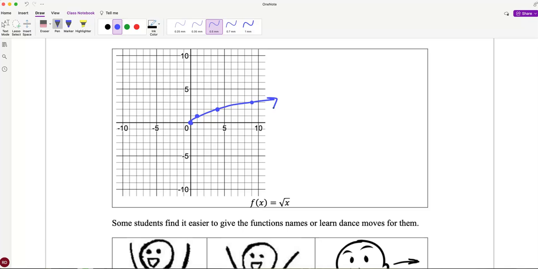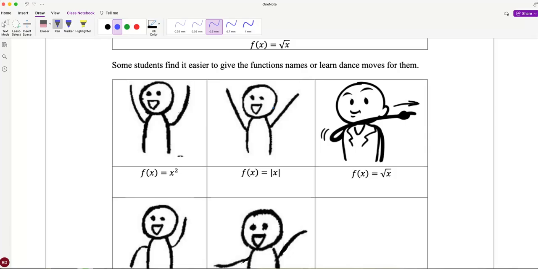Now, you can use hand signals, dance moves, whatever you want. This is what x squared looks like. Hold your hands up like you're signaling touchdown. So x squared is the parabola. Our pattern for graphing that guy was over 1 up 1, over 1 up 1, and it is bowl shaped.